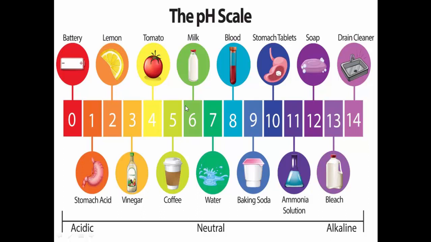0 until 6 is acid, while 7 is neutral, the example is water, 8 until 14 is alkaline. Okay, I repeat again, 0 until 6 is acid, 7 water, 8 until 14 is alkaline. So the examples of acid are battery, stomach acid, lemon, vinegar, tomato, coffee, and milk. An example of neutral is water, and examples of alkaline are blood, baking soda, stomach tablet, ammonia, soap, bleach, and drain cleaner. Usually all cleaners are alkaline.